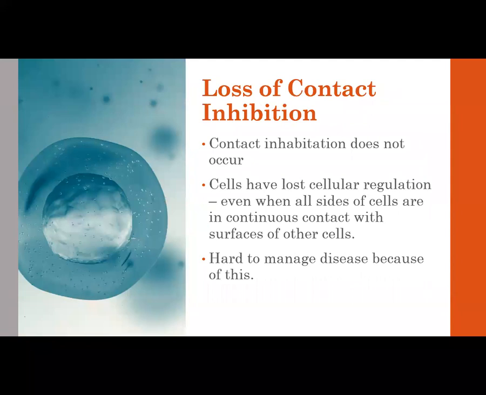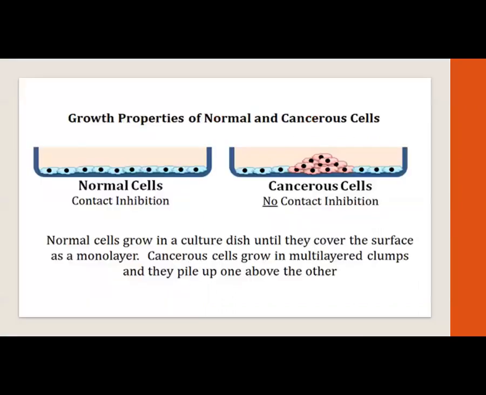Okay. So the next thing they lose is contact inhibition. So basically what happens is the contact inhibition does not occur. Cells have lost cellular regulation even when all sides of the cells are in continuous contact with the surface of other cells. It's hard to manage the disease because of this. So let me show you here.